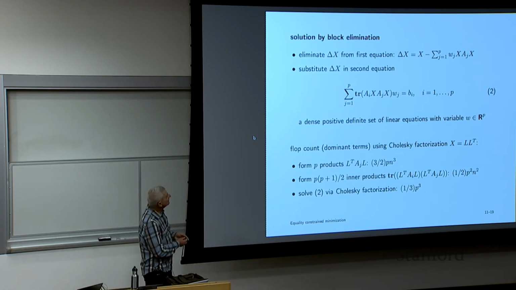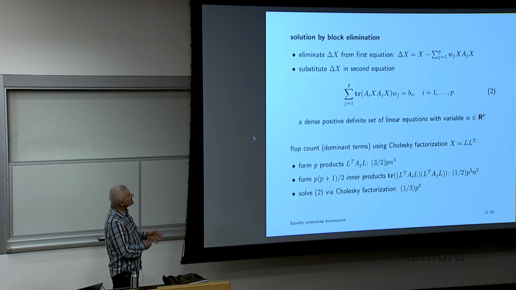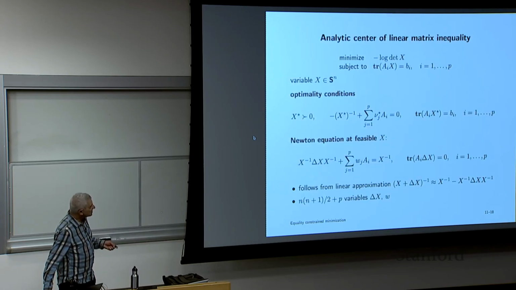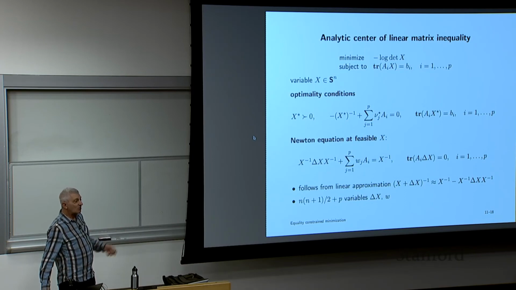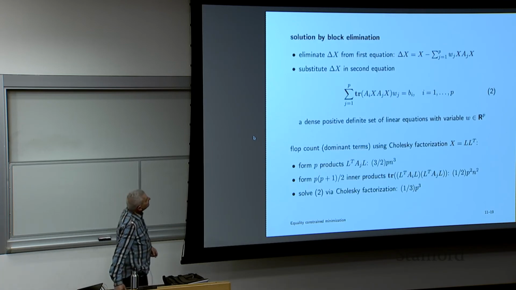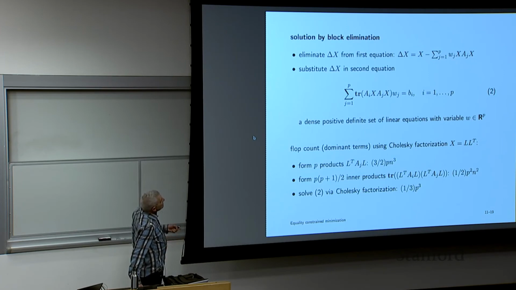So what you do is you eliminate delta x from the first equation by multiplying. You go back over here. You multiply this equation by x on the left and the right. Okay? And you'll get an x and an x and x over here. This will become x, and this will become delta x over here. And you end up with this equation here. Then you substitute that in the second equation, and you get this system of equations here. And that's a dense, positive definite system of linear equations, which you then solve.